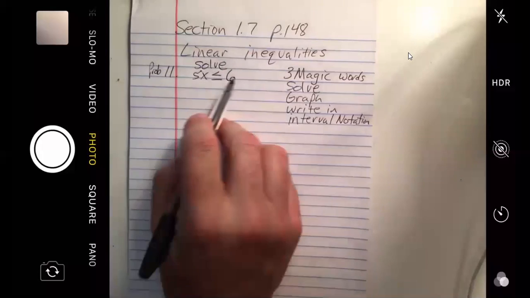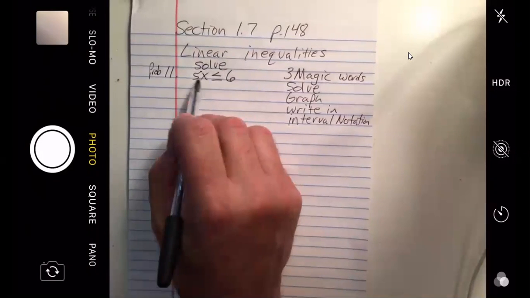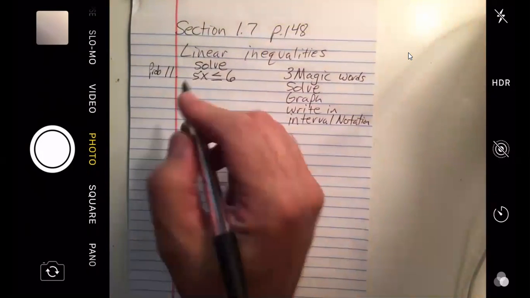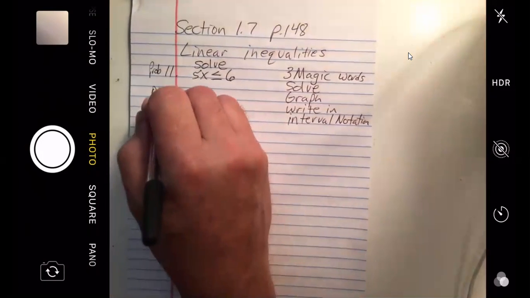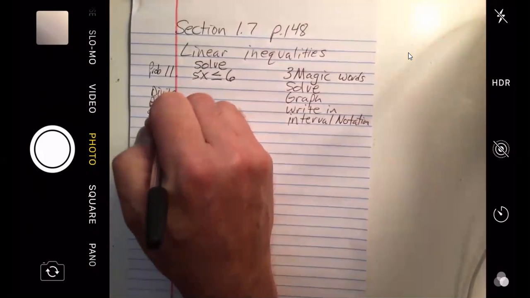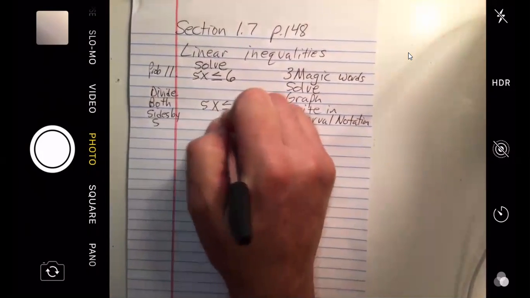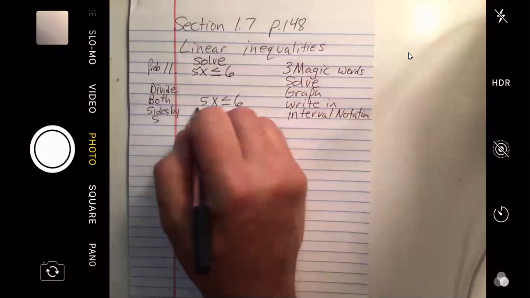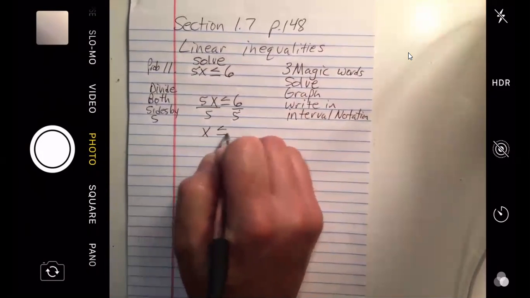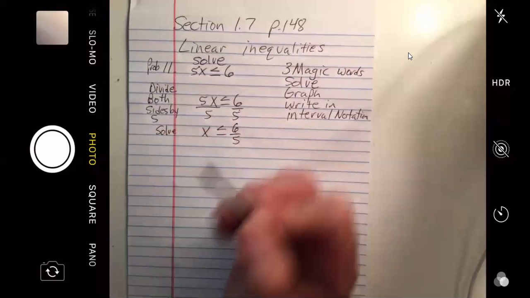On this one, the solve is pretty simple. You basically do whatever you would do as if it was a straight equals. So I'm going to divide both sides by 5. 5x less than or equal to 6. Divide by 5, divide by 5. X is less than or equal to 6/5. This is the solve step.